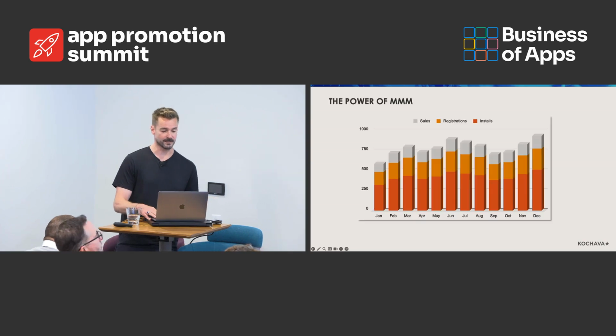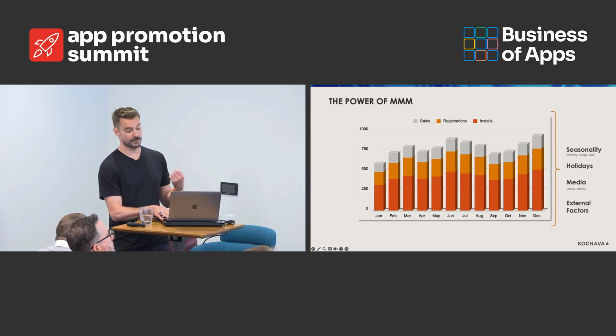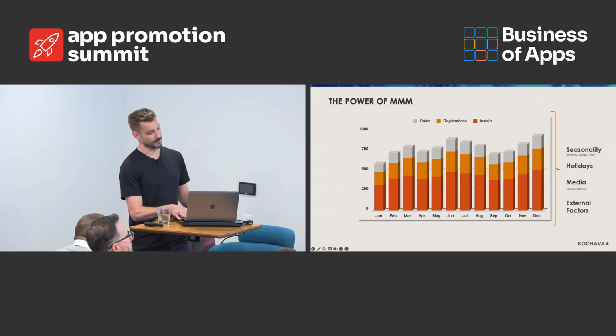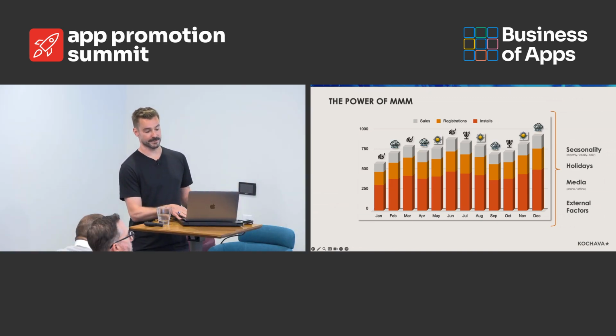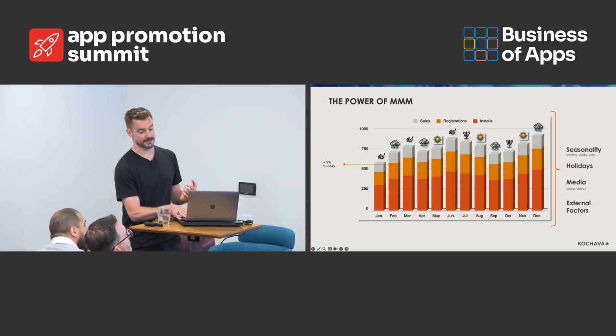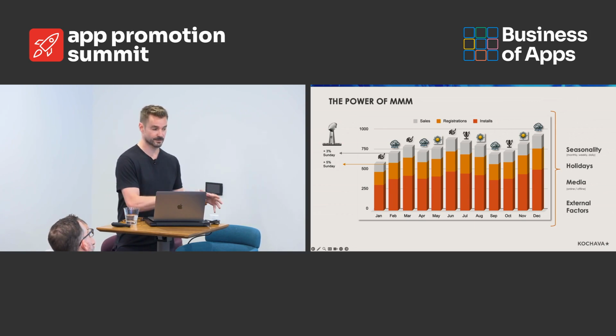So once the model is developed, it starts to understand things like seasonality, holiday events, media, and external factors on your business. Here we've got a very top line mock-up of a graph, and what the model would start to understand is the external factors on your business as well as your media buying. For example, if the model noticed an uplift on the second Sunday in February of 5% registrations and 3% on sales, and it had the prior knowledge that that was Super Bowl Sunday, it would attribute those sales to the Super Bowl.